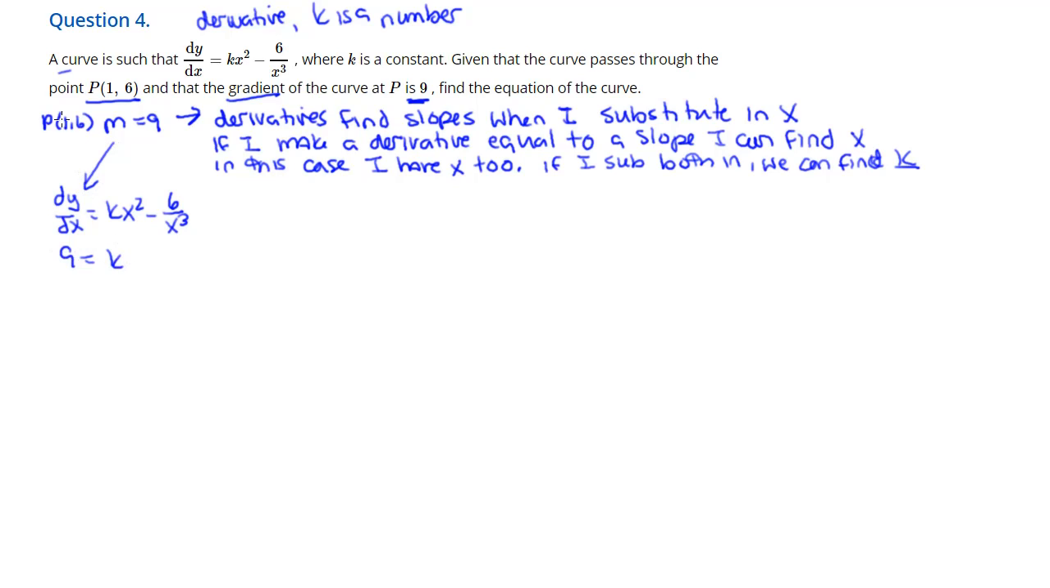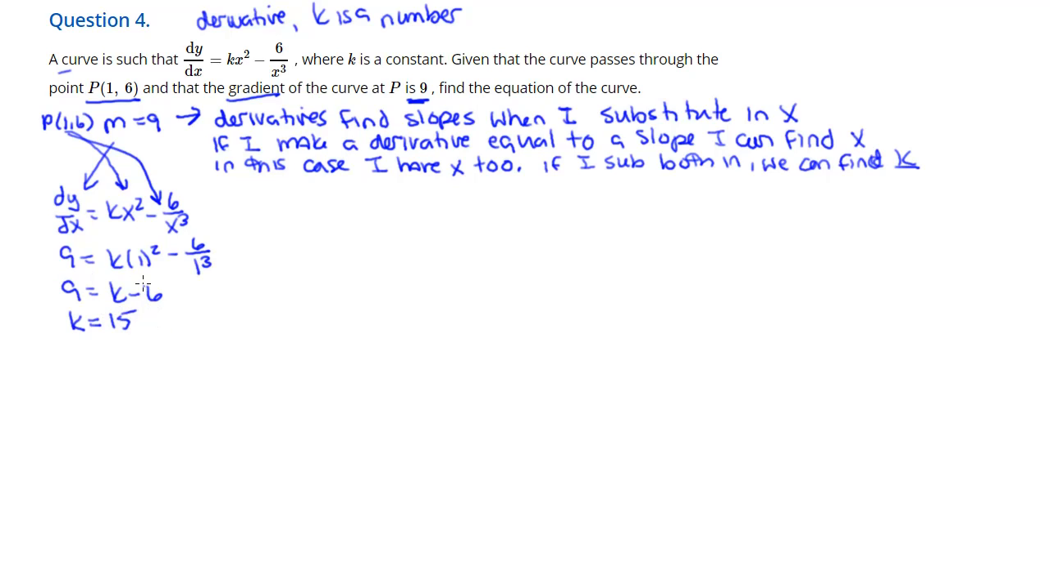Replace that with a 9. Replace all the x's with a 1. That should be pretty easy. Now I'm looking at k minus 6. And so I'm just going to add 6 to both sides. k is going to actually equal 15.